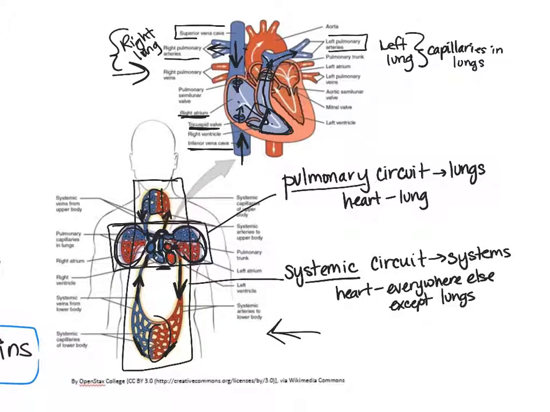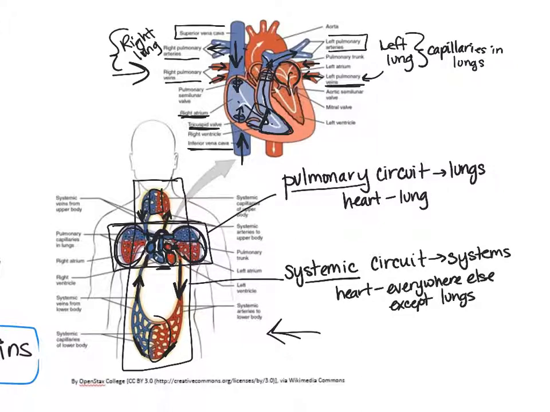Then we're going to go from the capillaries, we've dropped off carbon dioxide, picked up oxygen, and now we're going to come back from the lungs via our left pulmonary veins, right here, and then back here they have it illustrated, our right pulmonary veins coming from the right lung, and they are both going to be dropping blood into our left atrium. So now we're in the left atrium.